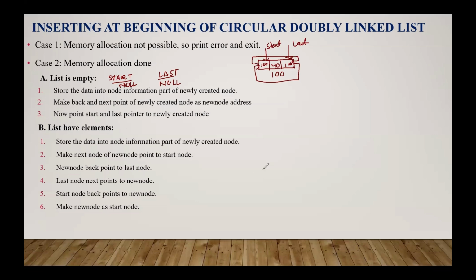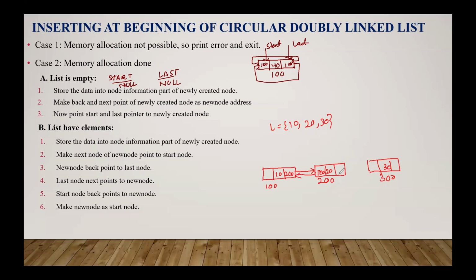So the list has elements. Let's take an example when the list has elements. Let us draw the circular linked list. For example, the list elements are 10, 20, 30. Only three elements are present. The first node is created, the address is 100, and it stores the value 10. The second node address is, for example, 200. The third address is 300. This is 20, this is 30. This node's next stores the address of the next node, so the connection is established. This one's back stores the previous node, that is 100.